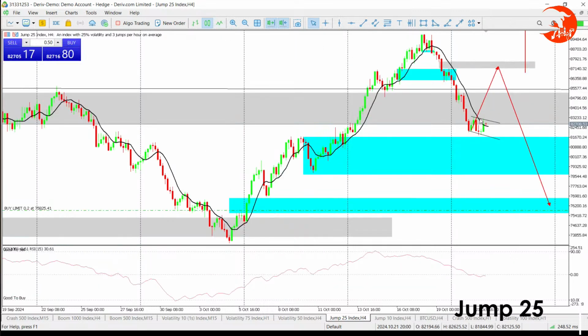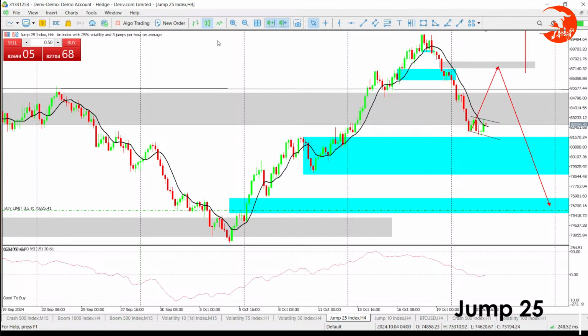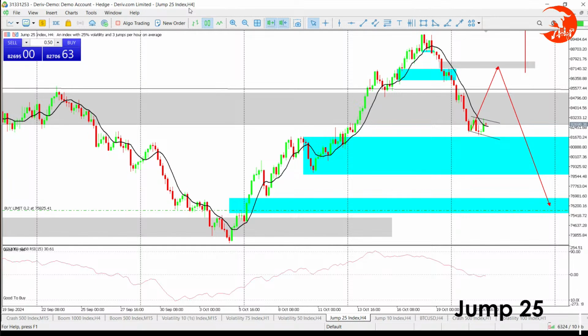All right, so I want to leave that at that. Basically, on H4 we are selling. On H1 we are sort of buying, but remember we are consolidating within that falling wedge or channel, whichever you want to call it. It's not yet clear.